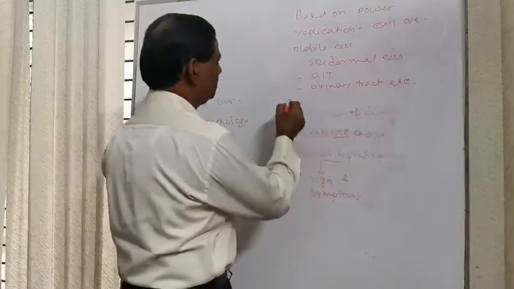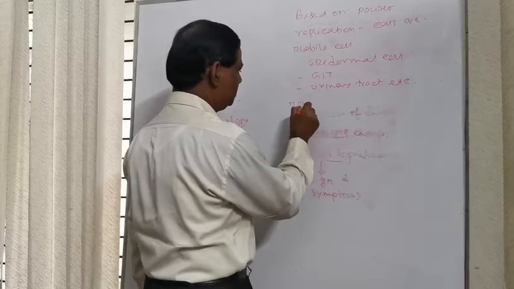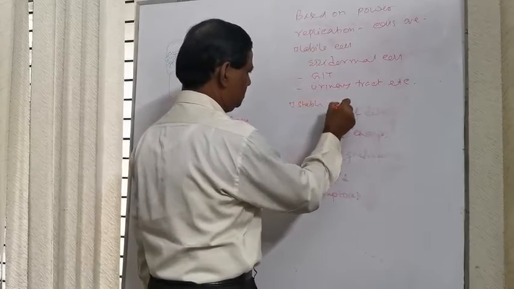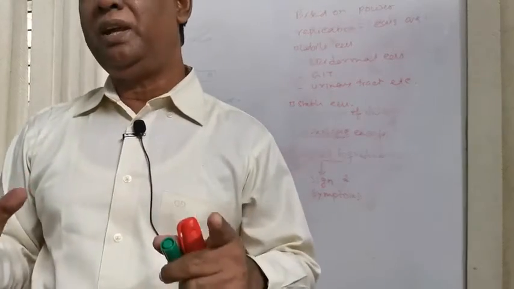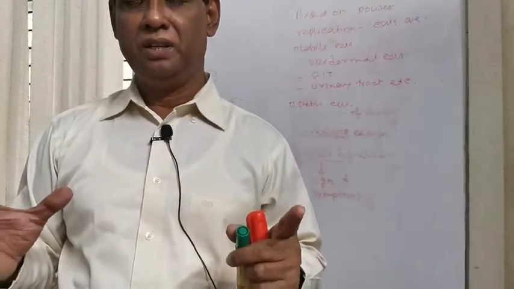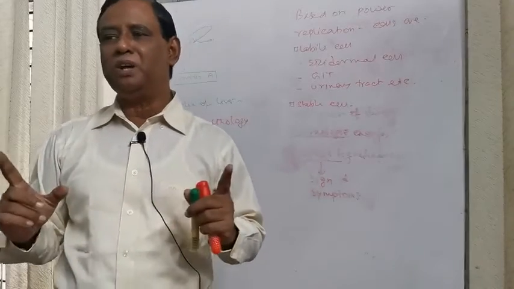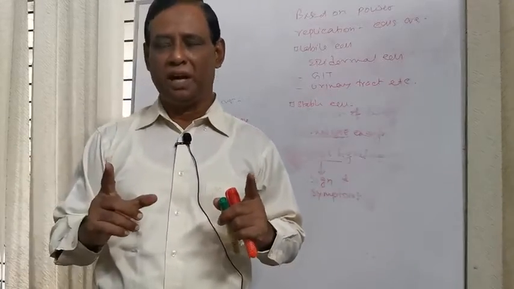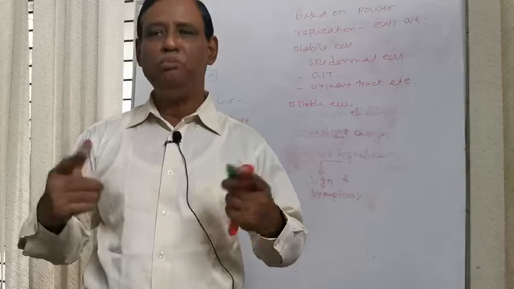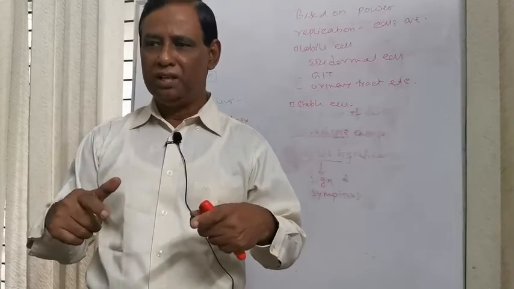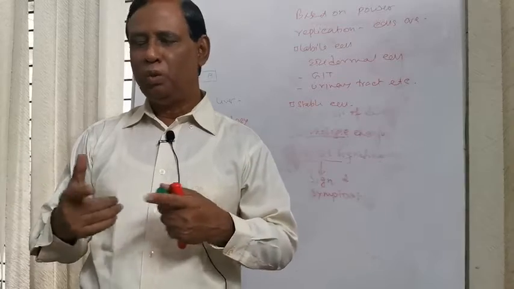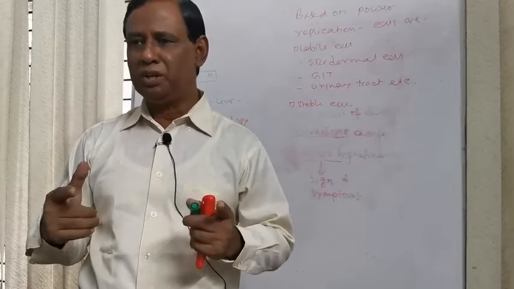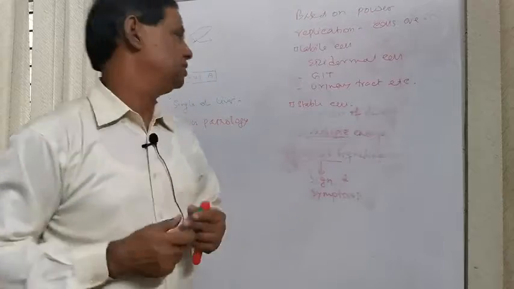Then stable cell. What is the stable cell? Stable cell has got power of replication, but usually it does not replicate until and unless it is stimulated. On stimulation, it can multiply, it can replicate. Without stimulation, although it has power of replication, it never multiplies.